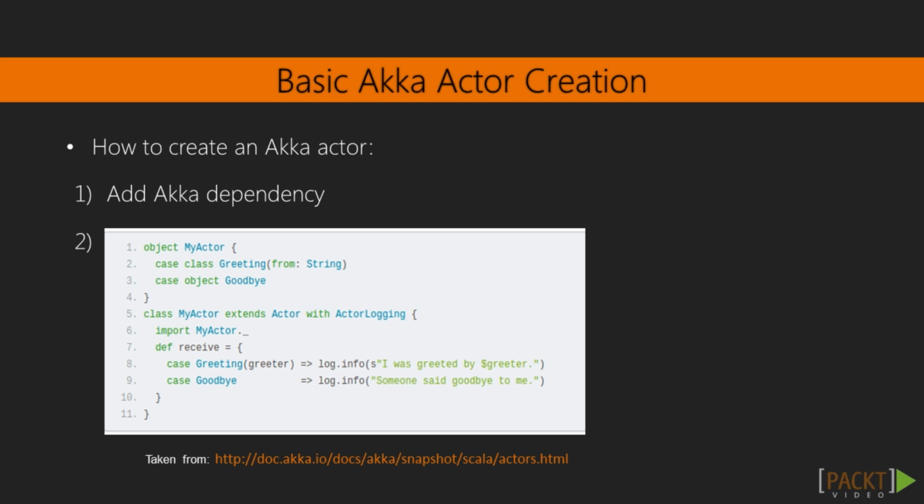They are conventionally defined in a companion object to your actor class. Here you can see two messages, greeting and goodbye. You can also see that the greeting message has a from field, which shows that messages can actually pass values as well. We define what our actor does when it receives these messages via Scala's pattern matching capabilities. In this example, we are just logging that a message was received, but in theory, you can do almost anything when you receive a message.